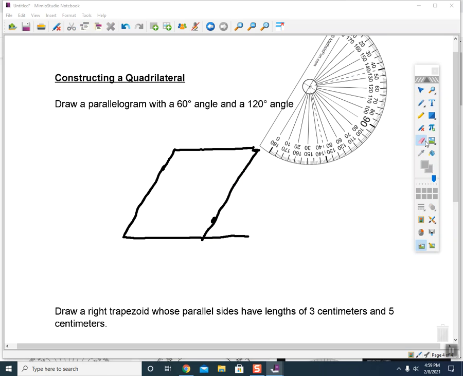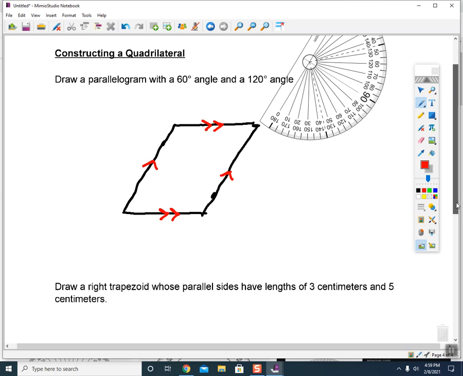So in this case, I overshot a little bit with my line, but that's okay. There we go. Okay, so there's my parallelogram. I know that these two lines are parallel. This one is parallel to that. This one is parallel to this. And my parallelogram has a 120-degree angle and a 60-degree angle. So that's how I would draw a parallelogram that way.